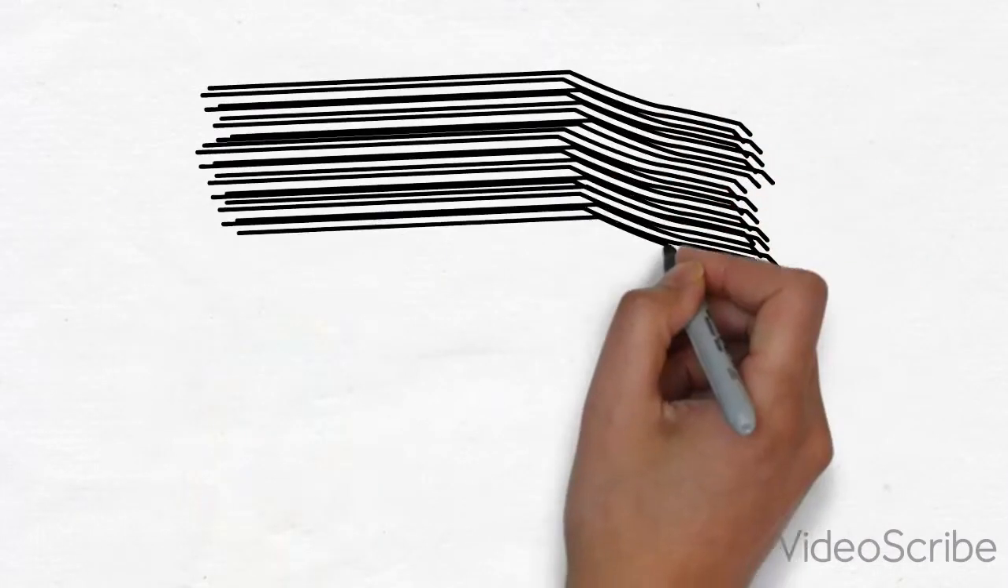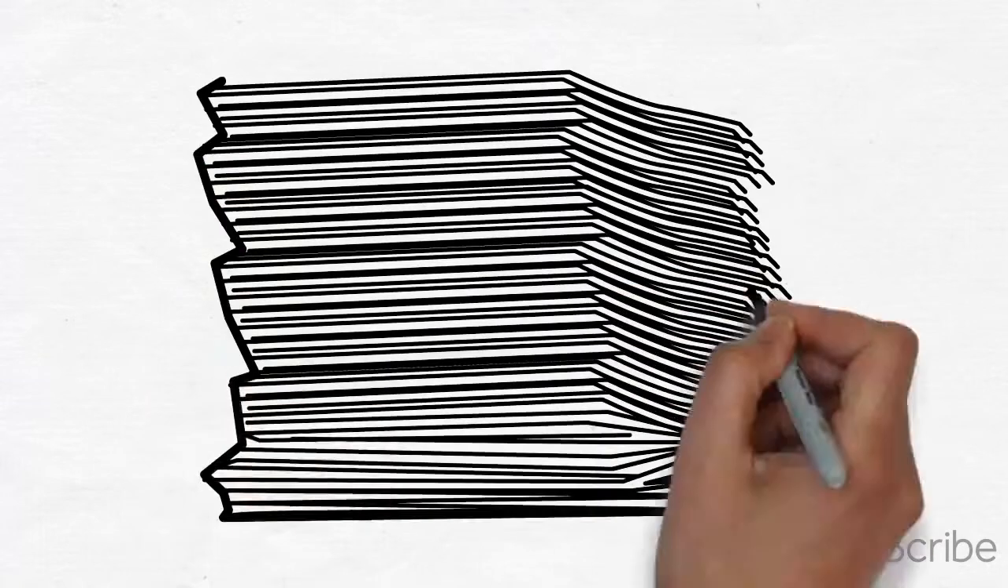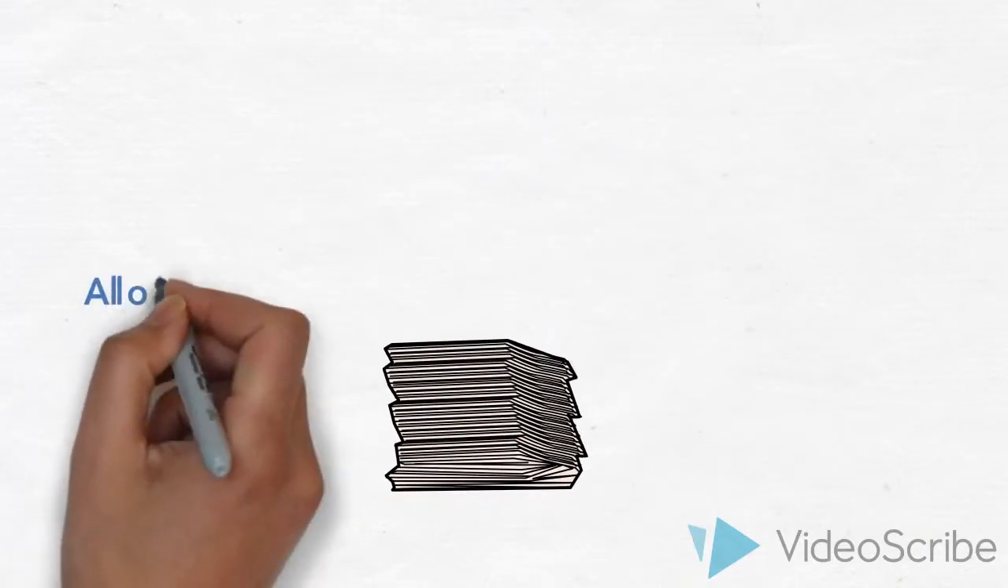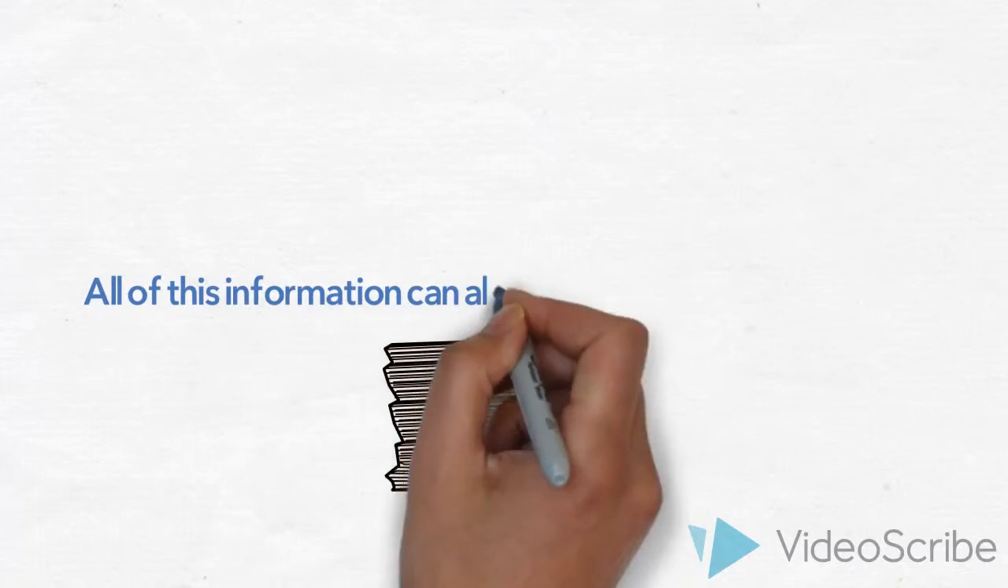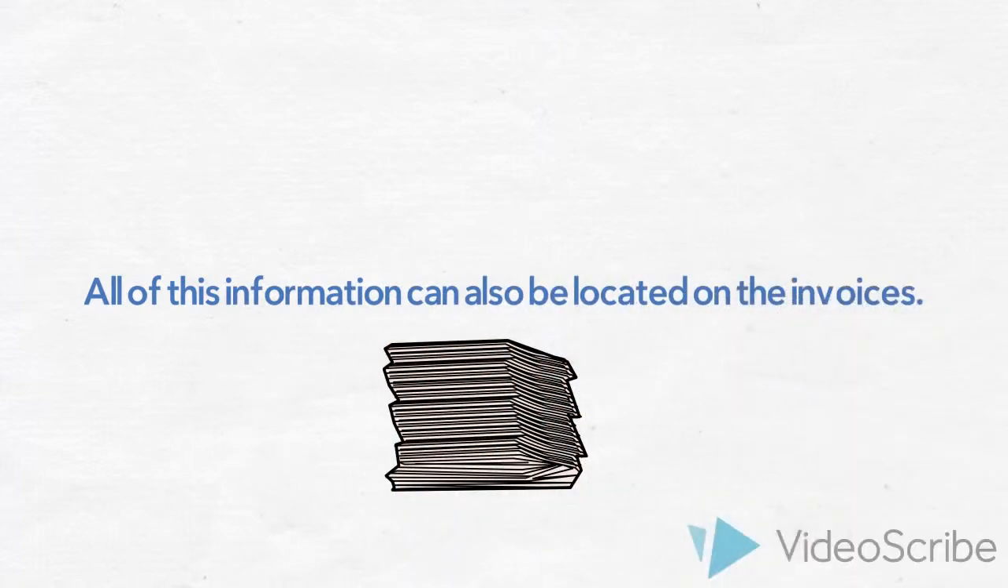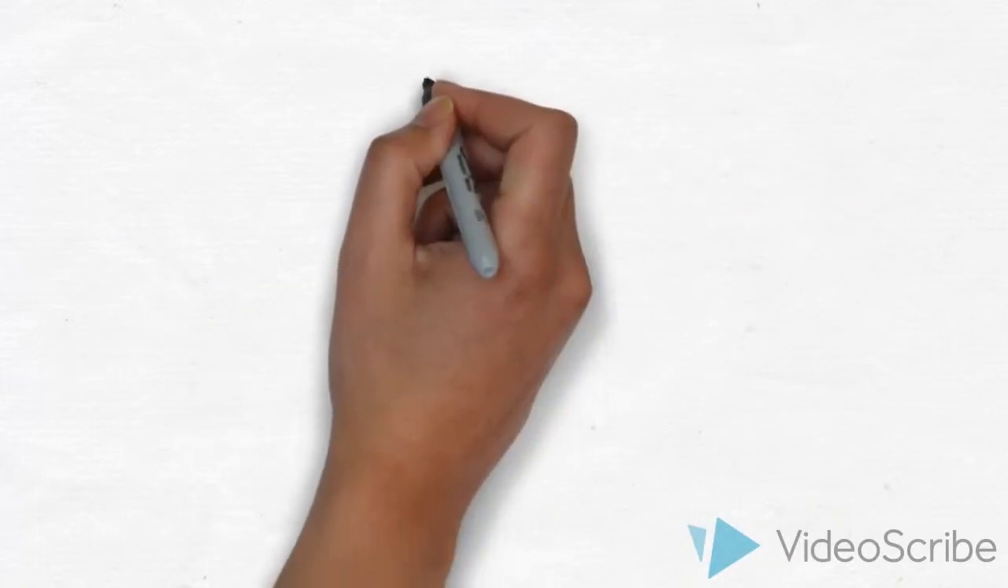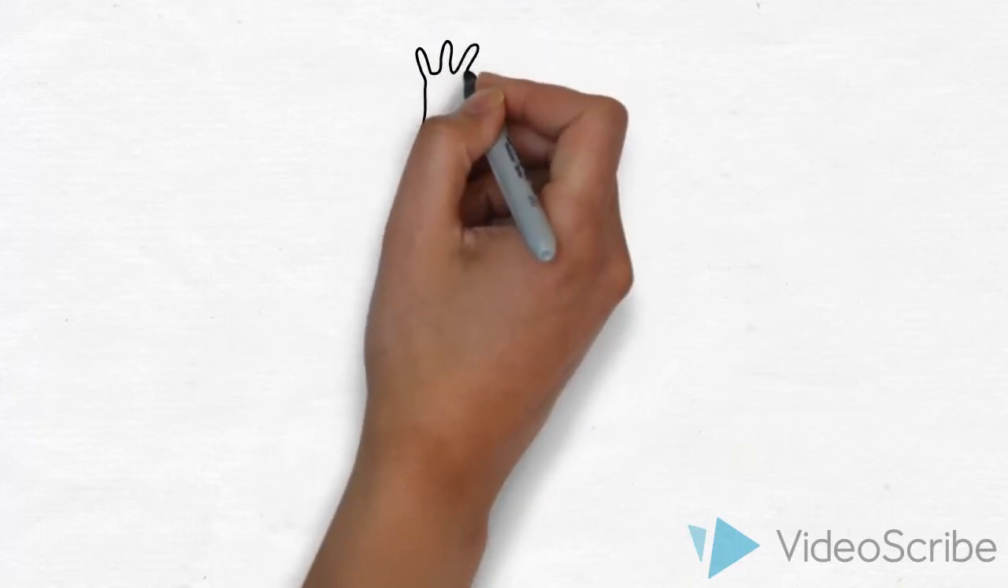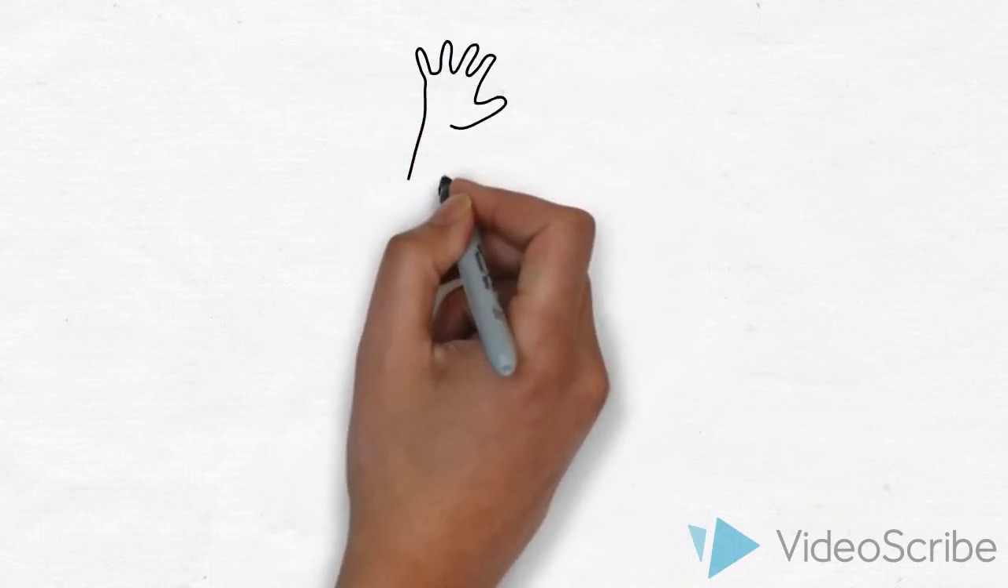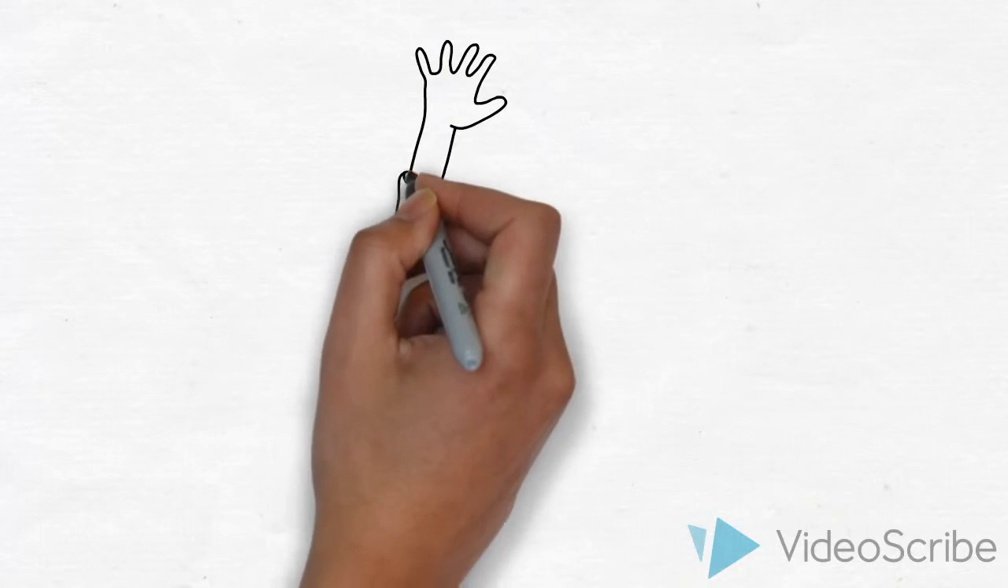Remember that all of this information can also be located in the dealer's invoice. It breaks it down for them if they don't like to run reports, or if they don't understand how to run reports. They can always access this information on their invoice.